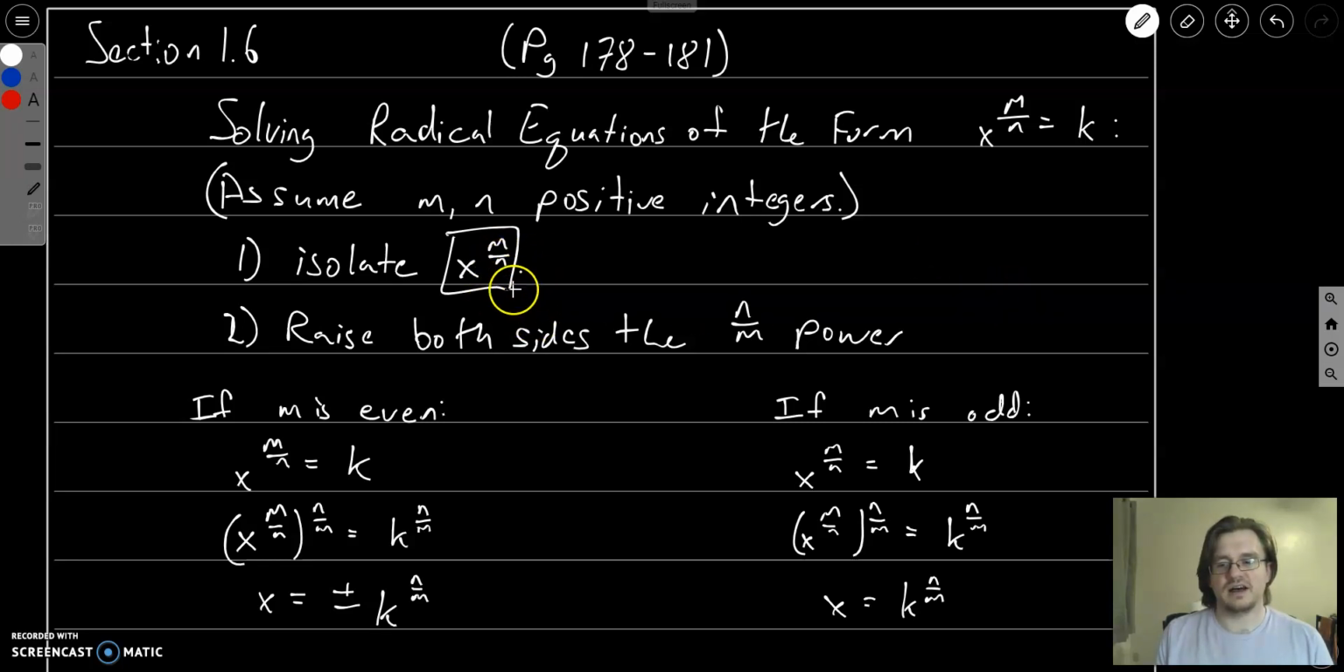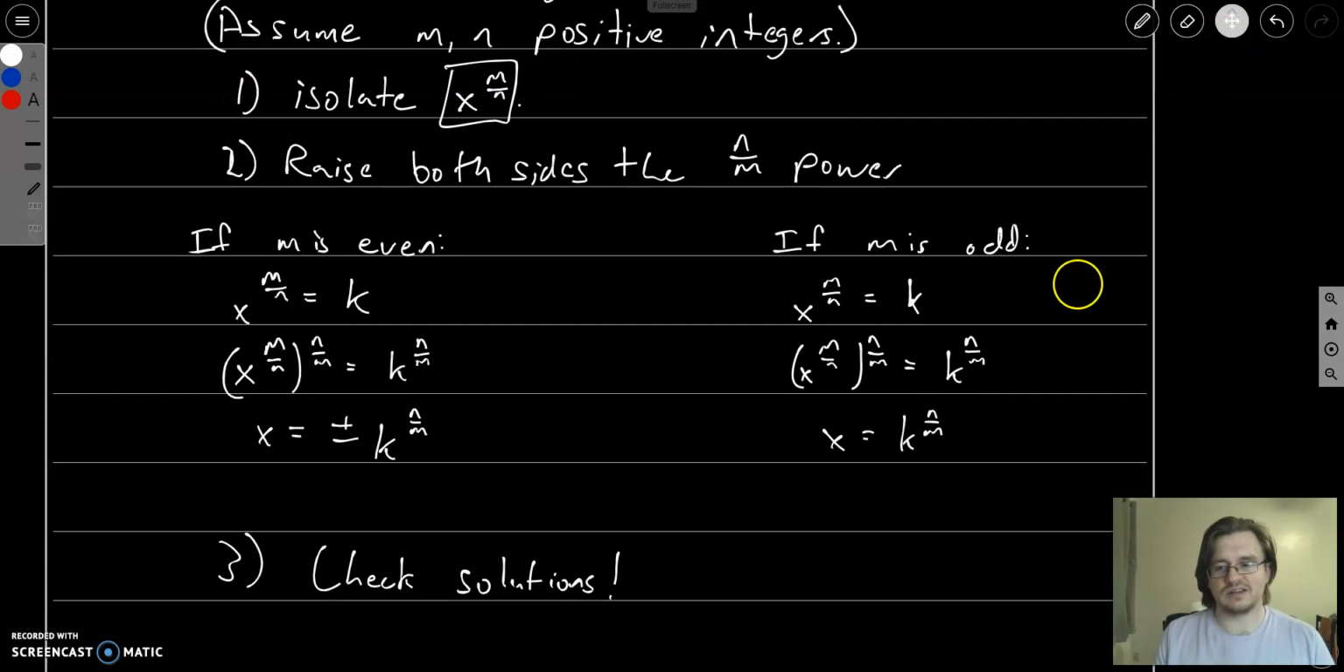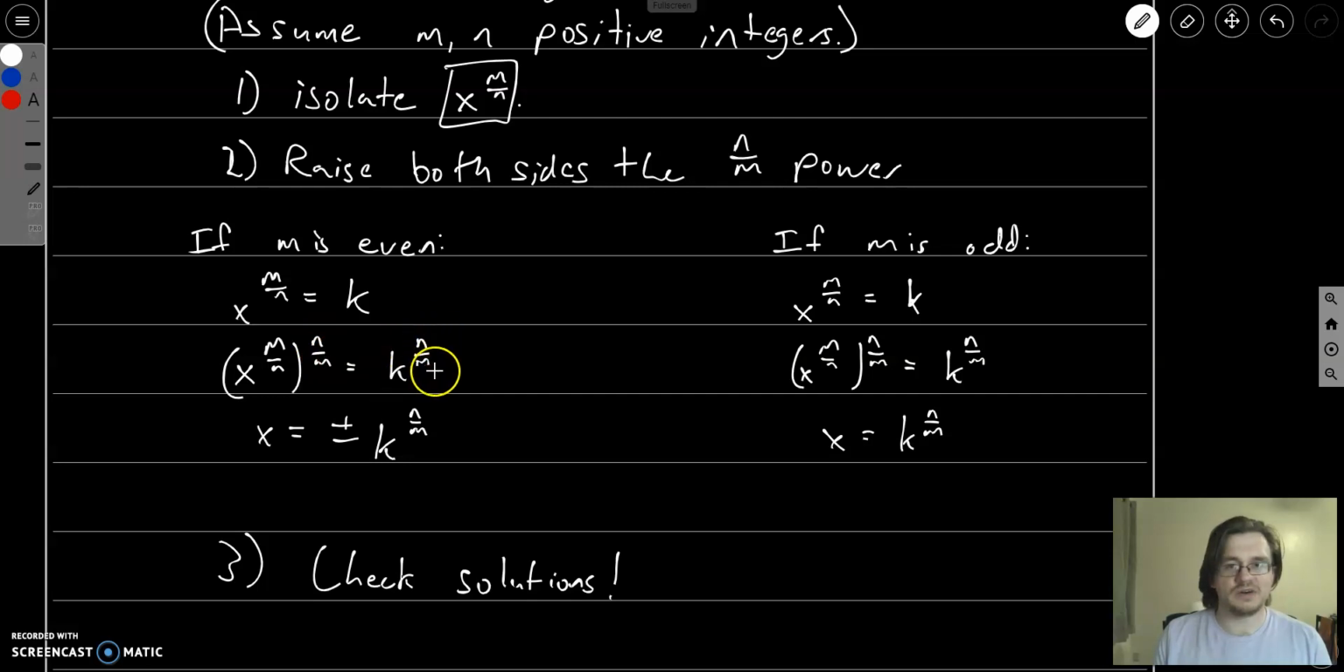And then again, if you want to cancel out raising something to the m over nth power, you raise it to the n over mth power. Again, what are we doing? Why do we do this? Let's look at a couple of examples to see what will happen. If I have x to the m over nth power is equal to k, and I raise both sides to the n over mth power, what will happen? Well, when I raise a power to a power, I end up multiplying. And m over n times n over m, cancel, cancel, cancel, cancel, is 1. And this is why we're doing it.